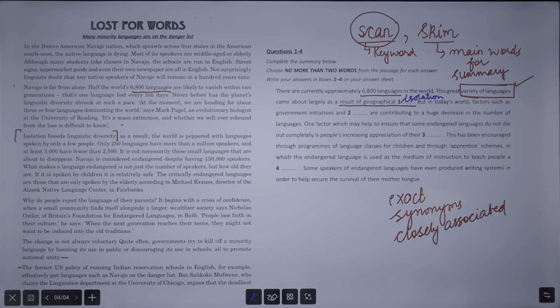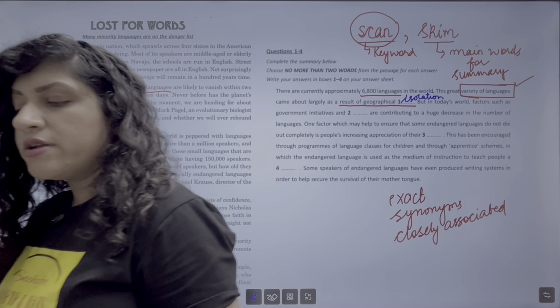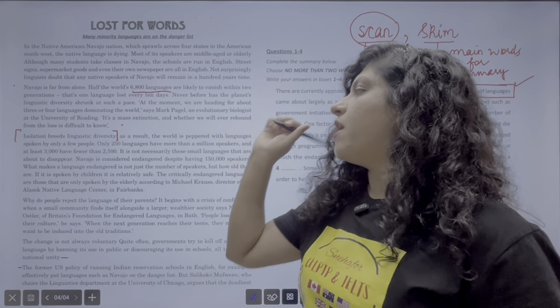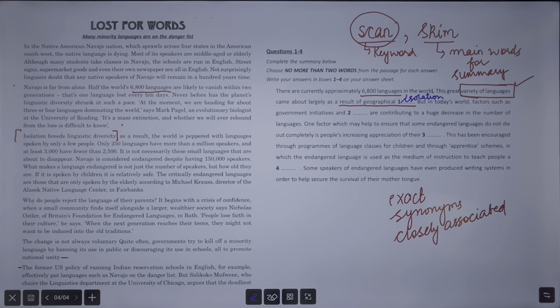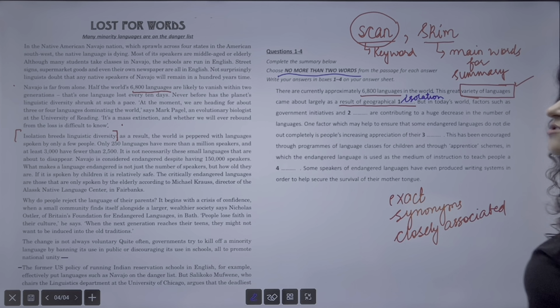So this is how you're supposed to solve it. And remember, the word that you're going to write here should be the exact word that's there in the text. You're not supposed to write any synonyms. You have to use the exact word from the text as your answer. So here my answer would be isolation. And am I following the instructions? Yes. It says no more than 2 words, and I have written only 1 word as the answer. So make sure that you follow the instructions as well. So this is the answer for question number 1.